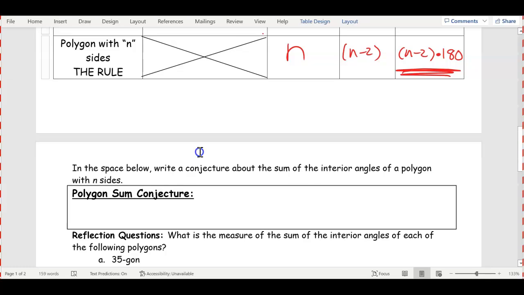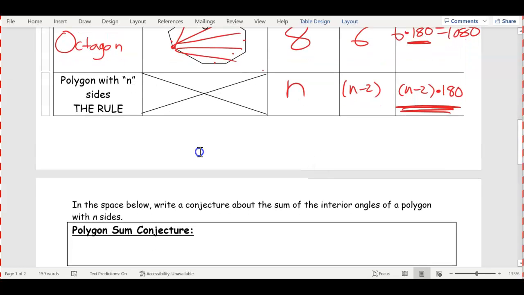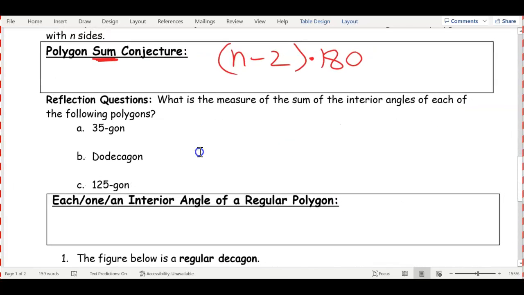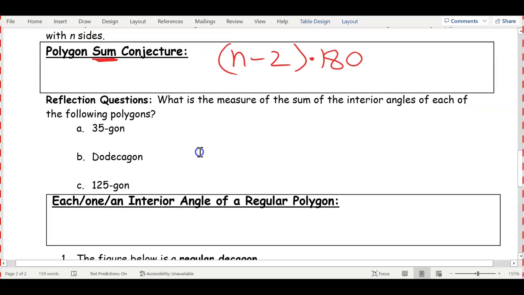So if you flip it over, we're going to write that in our polygon sum conjecture. Okay, so you want to flip that over. We're going to put n minus 2 times 180. Go ahead and underline the word sum. Not one, not each, not a few, the sum, the total sum, okay? So we're on the back page now. Now, let's take this conjecture, n minus 2 times 180, and do some problems with it. If we have a 35-gon, how many sides is that?